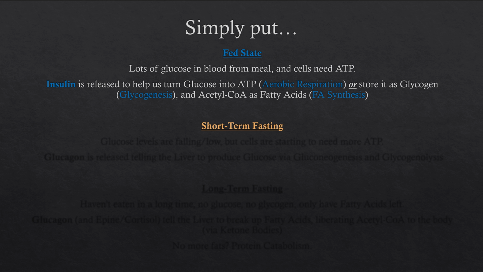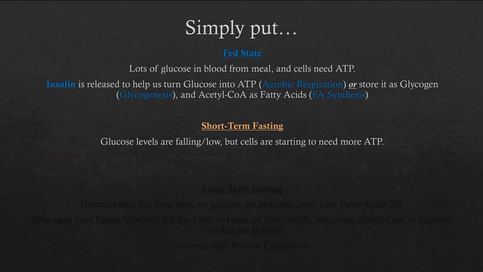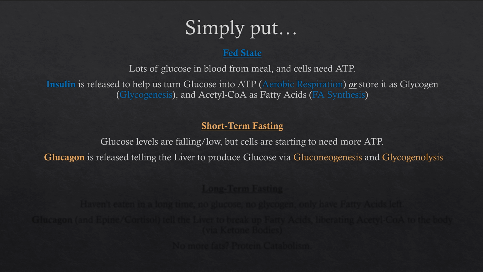Then in short-term fasting, now it's been a few hours since we've eaten a meal, our glucose levels are starting to fall and are getting pretty low, and our cells are starting to need ATP again. All of that ATP they produced at the start of the fed state is starting to run out. So then glucagon is going to be released, and this is going to tell the liver to produce more glucose, mainly through gluconeogenesis and glycogenolysis. Gluconeogenesis means the new generation of glucose: neogenesis, gluco.